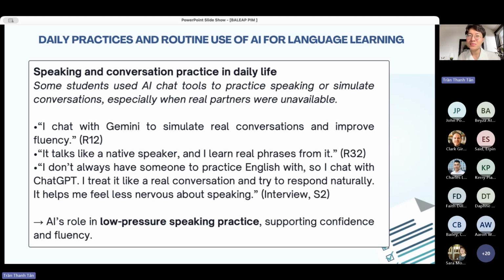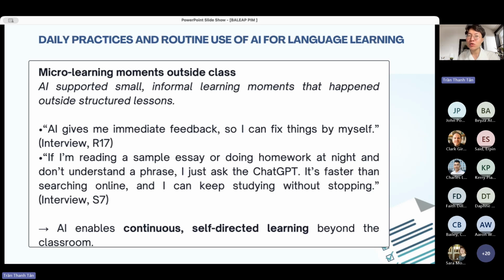It can support confidence and fluency as well. So some students also share about micro-learning moments outside the class because they believe that AI can support the small, informal learning moments that happen outside structured lessons. For example, interviewee number 7 shares that "if I'm reading a sample essay or doing homework at night and don't understand a phrase, I just ask ChatGPT. It's faster than searching online, and I can keep studying without stopping." And at this time, we can see AI enables continuous self-directed learning beyond the classroom.